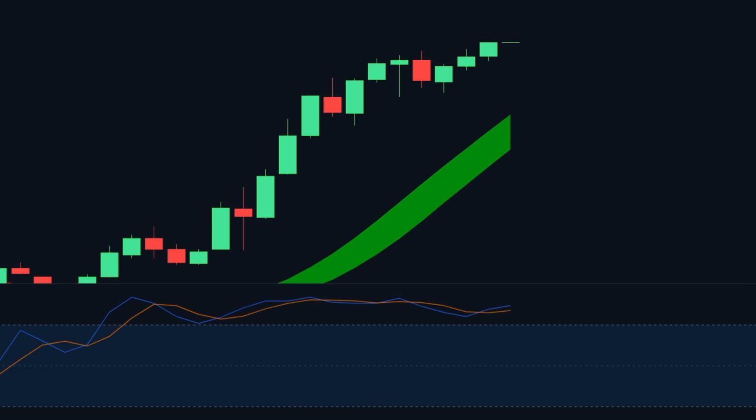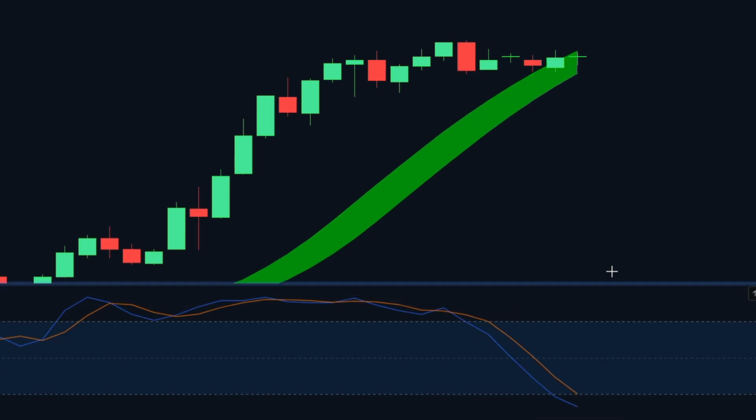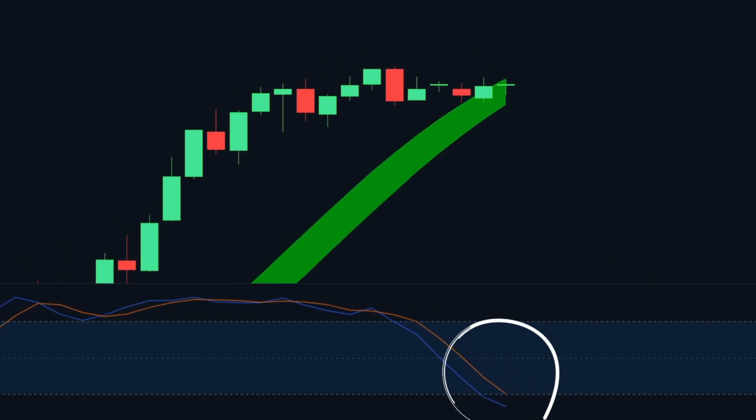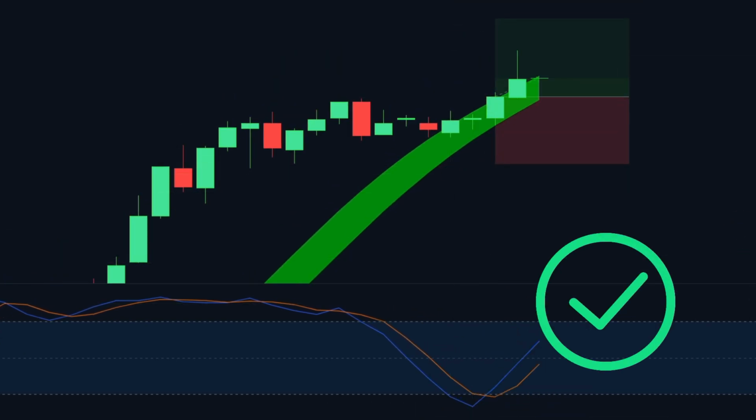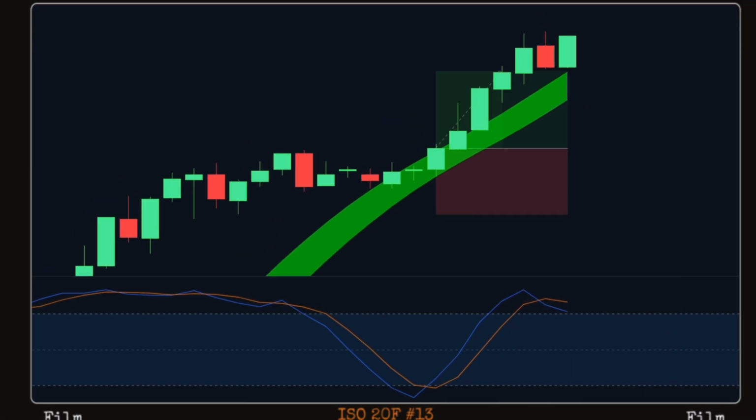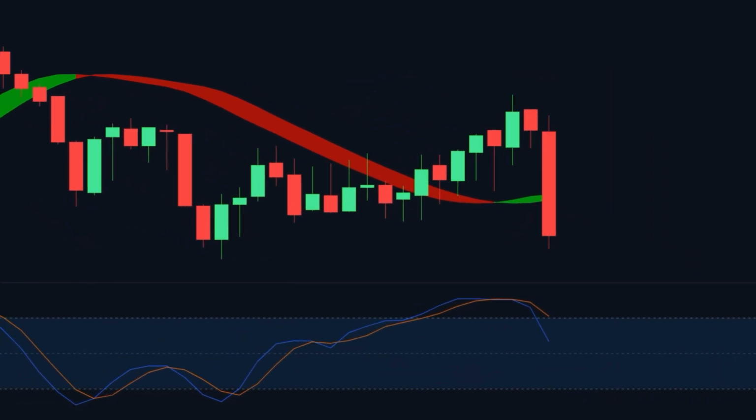Here's another one on EUR/USD. The Hull is green. Price pulls back. The Stoch RSI drops into the oversold zone. We wait. And boom, we get the crossover. Another beautiful entry signal. Most importantly, this system keeps us out of bad trades.